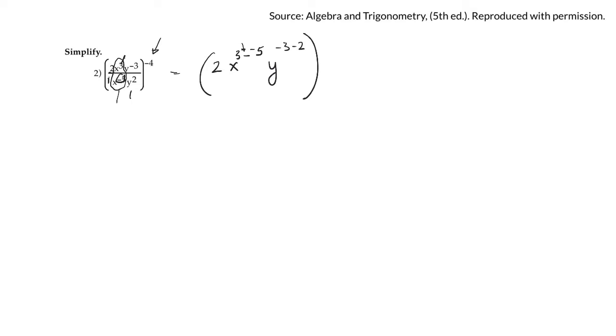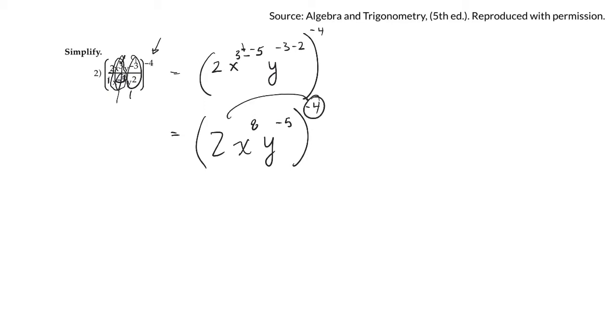And then up here, you have a minus 4. Okay, so then you have 2. 3 minus a negative 5 would be 8, so I'd have x to the 8th. And y, negative 3 minus 2 is negative 5, to the negative 4. Now, so that is, I use the quotient rule to simplify these. And now I can use the power rule to take that negative 4 and apply it to everything inside.